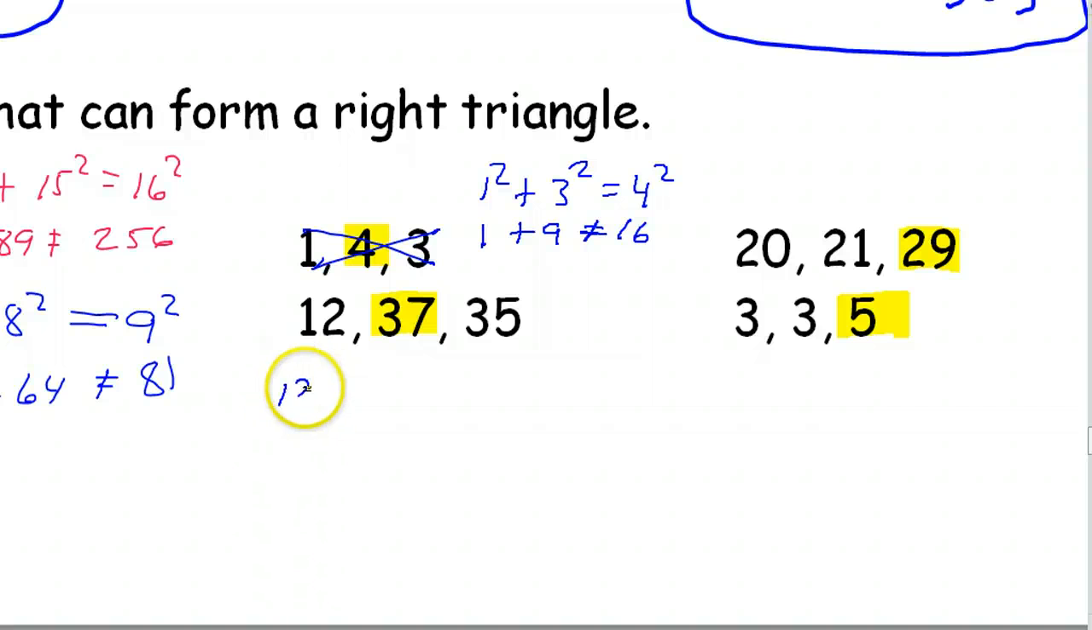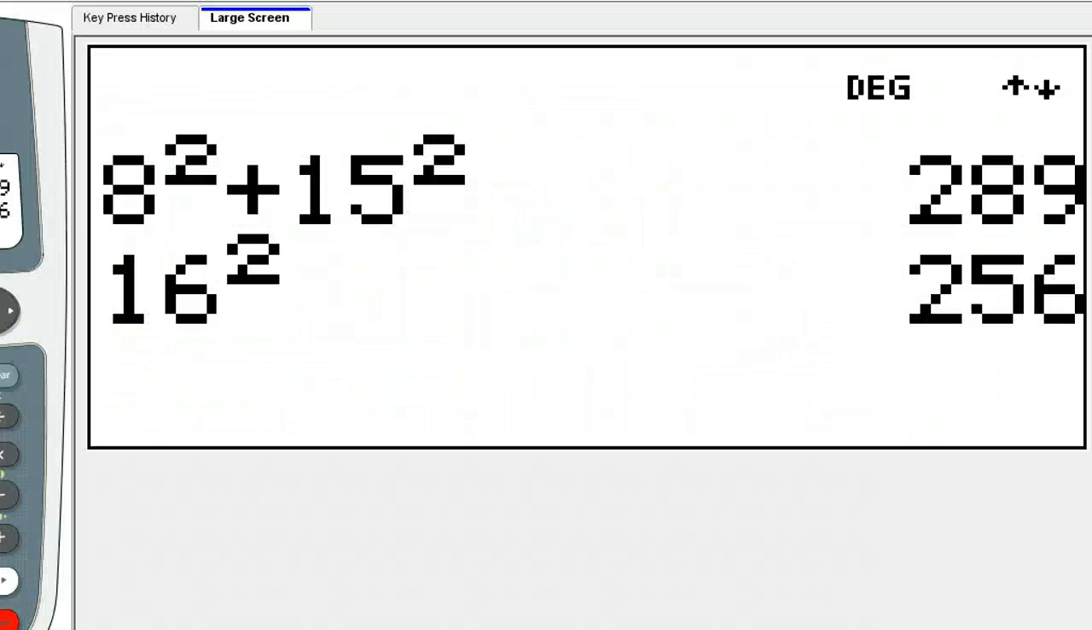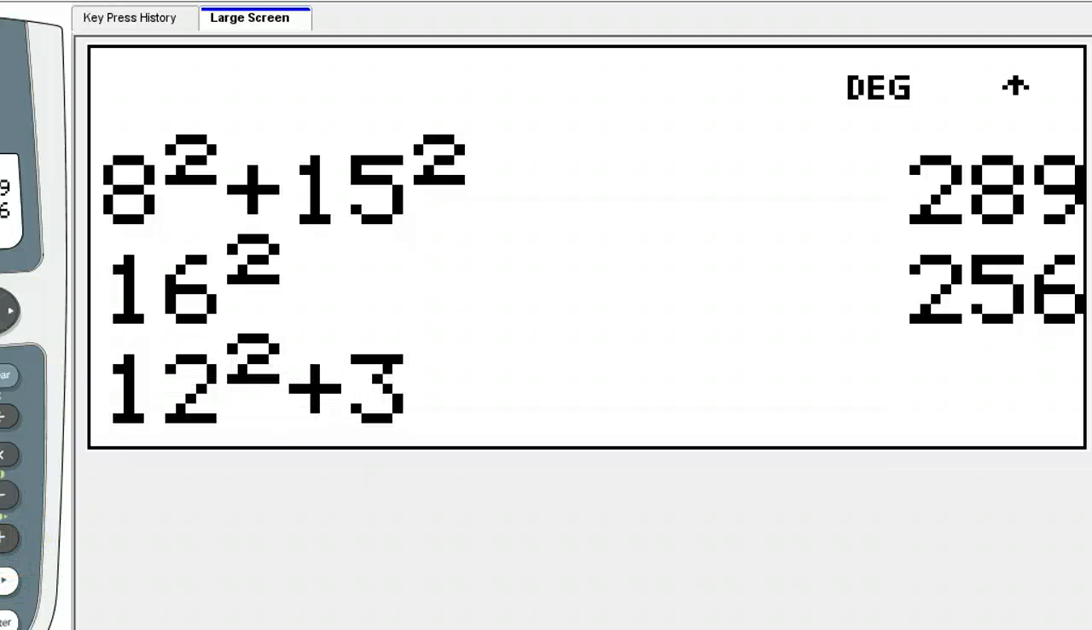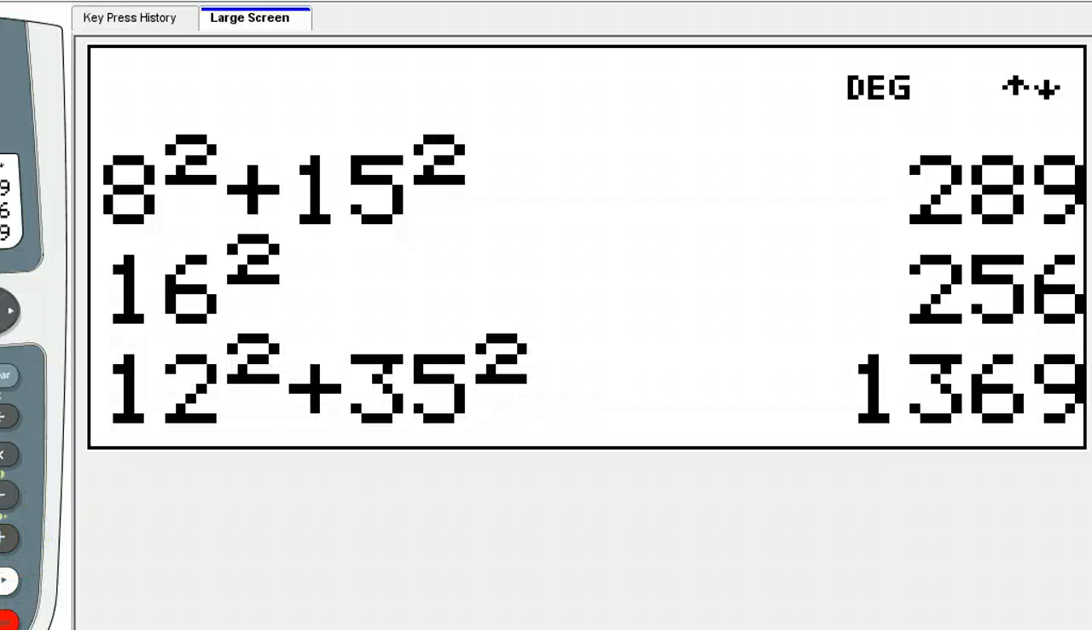Let's see, I want to change colors now. How about 12 squared plus 35 squared? Does that equal 37 squared? I'll need a calculator for this. So 12 squared plus 35 squared. Okay, that's 1,369.